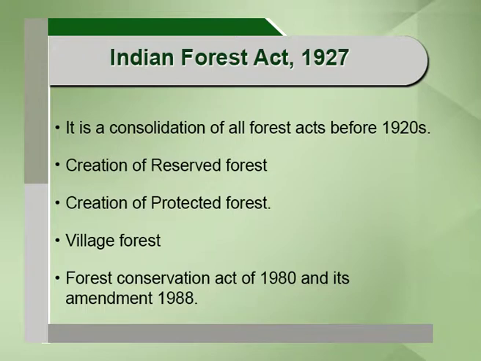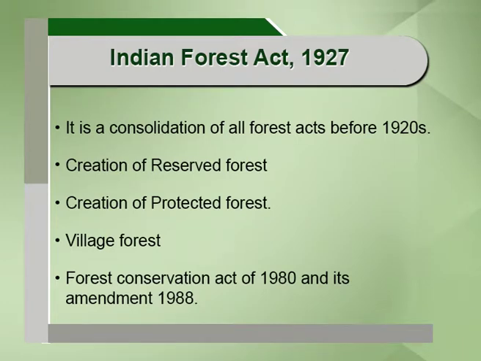The other one is the Forest Conservation Act of 1980. The Indian Forest Act was mainly about the importance of timber value and was restricted to timber value protection only. But in between 1920 and 1980, other biodiversity values existing in the forest also had to be protected. So it emerged as an act in 1980, and it was also amended in 1988.